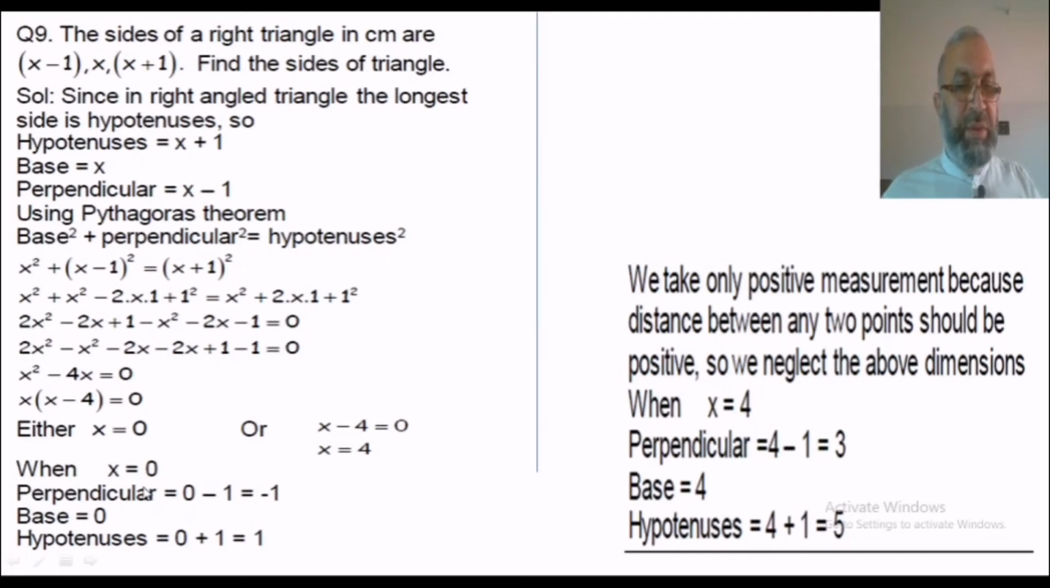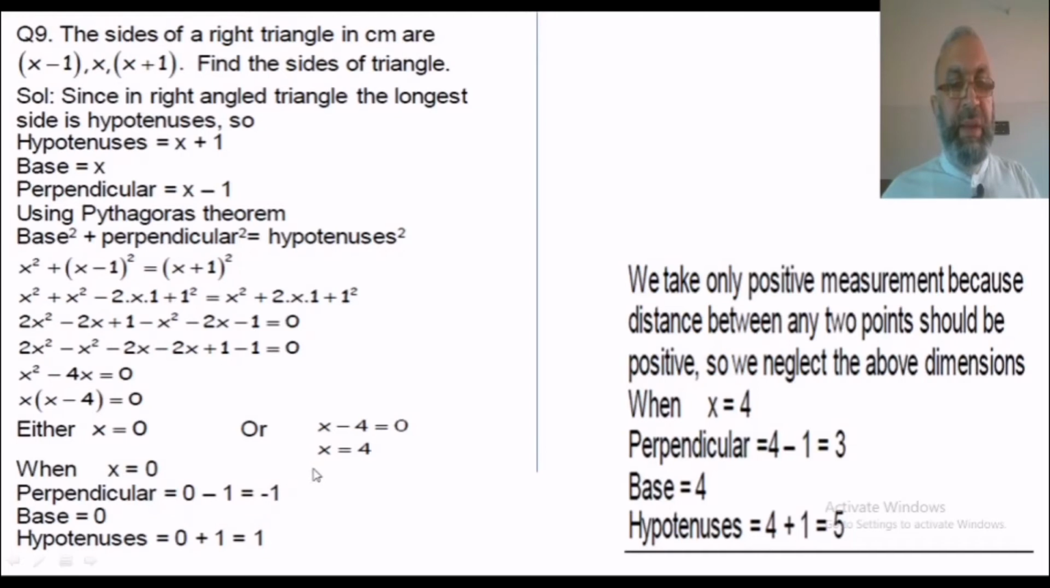So when x is 0, we take the first one. Perpendicular becomes 0 minus 1, minus 1. Hypotenuse 0 plus 1, 1. So we get the other two sides minus 1 and 1. We take only positive measurement because distance between any 2 points should be positive. So distance cannot be negative, perpendicular cannot be negative. So we take the positive value. This is ignorable because by taking x equal to 0, we get perpendicular minus 1, which is negative. So this is not the result.